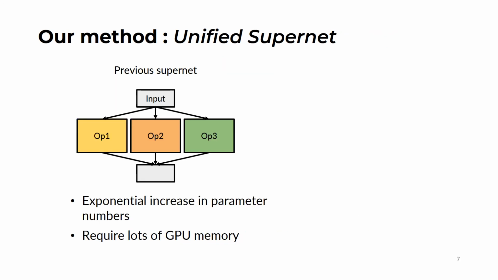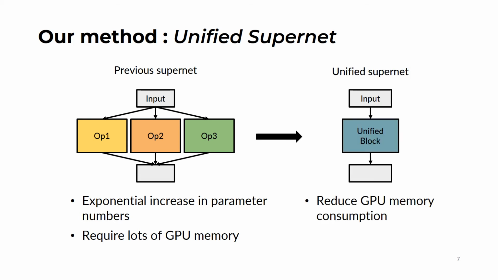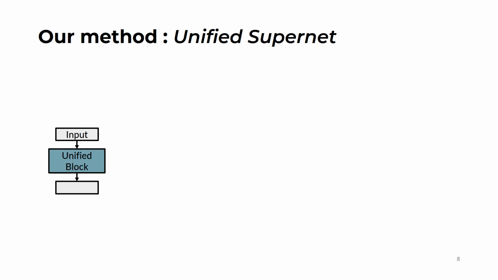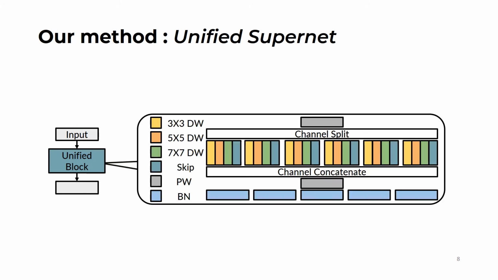Another issue is that usually a SuperNet is constructed by blocks of various configurations in each layer, which makes the number of parameters increase exponentially. In our work, we propose the concept of unified SuperNet. In a unified SuperNet, only one type of block called unified block is constructed in each layer to reduce GPU memory consumption. In a unified block, we adopt the inverted residual bottleneck in MobileNetV2 as the basic block, which has one pointwise convolution, depth-wise convolution, and the other pointwise convolution.